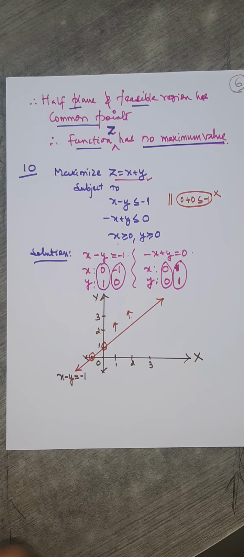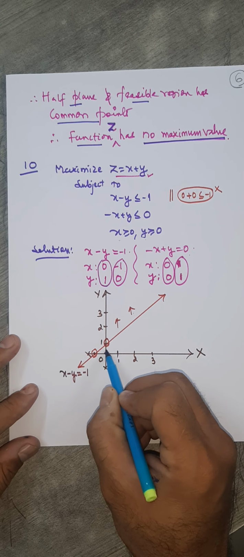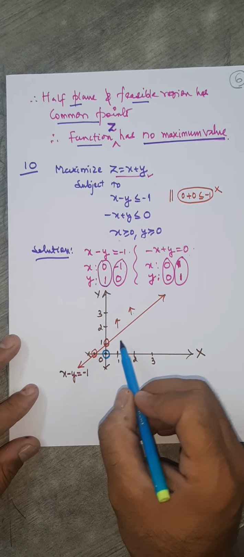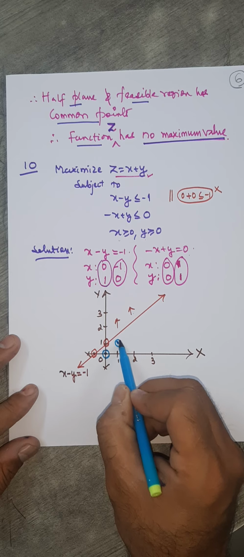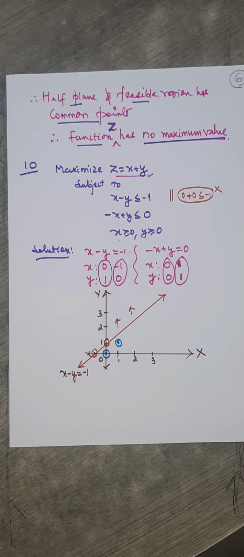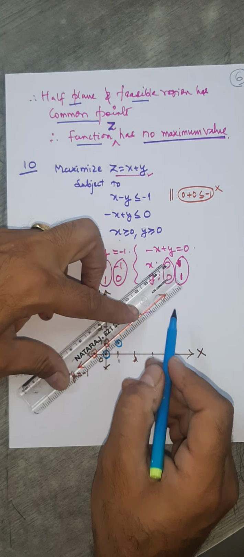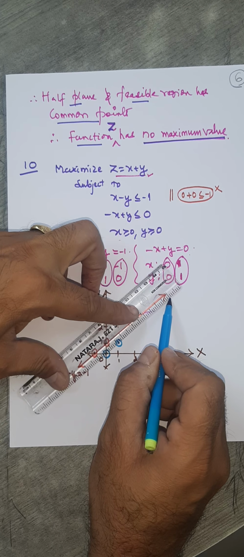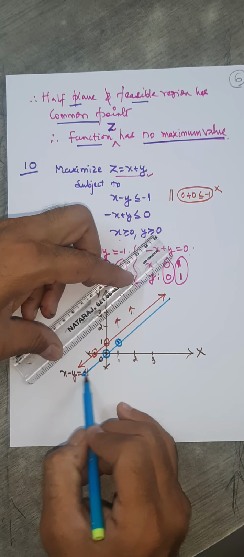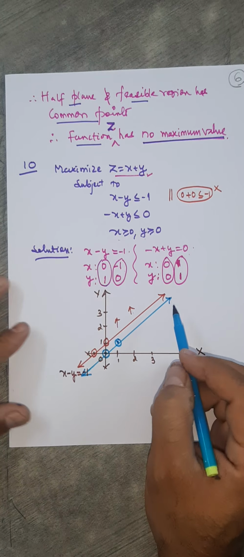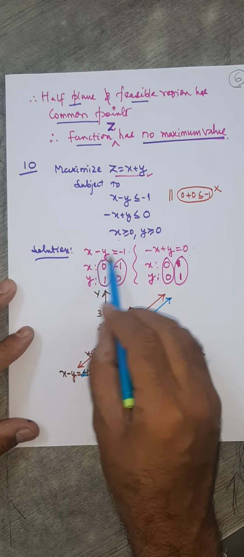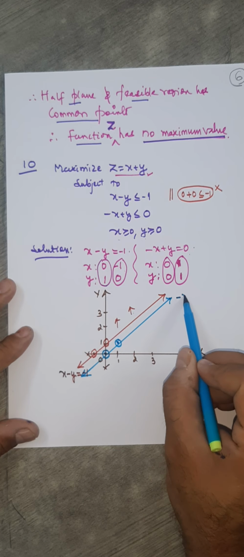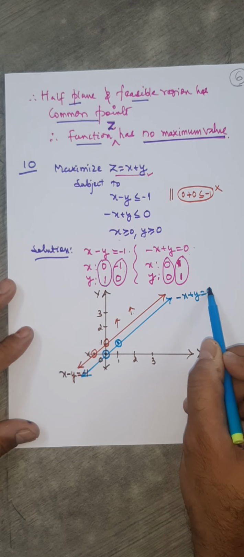Let's go for the second one. (0, 0) it passes through, then (1, 1), so it is this point, (1, 1). So we'll have a line like this. Both are parallel lines. If you observe for a while, these two lines are parallel. They will never meet. Slopes are equal, you can check. This is the line minus x plus y equals 0.